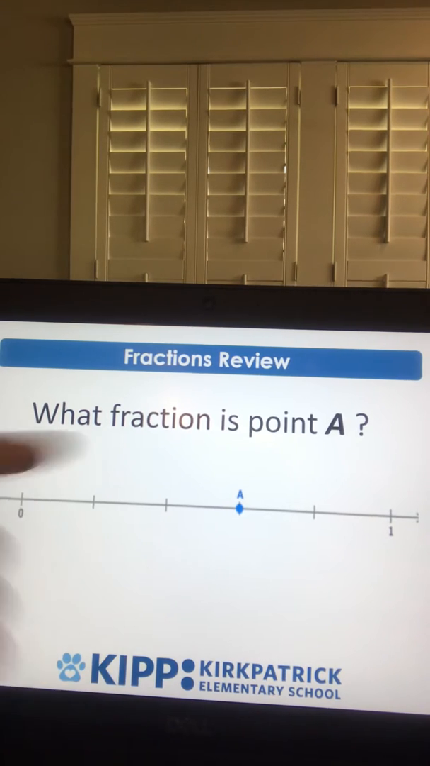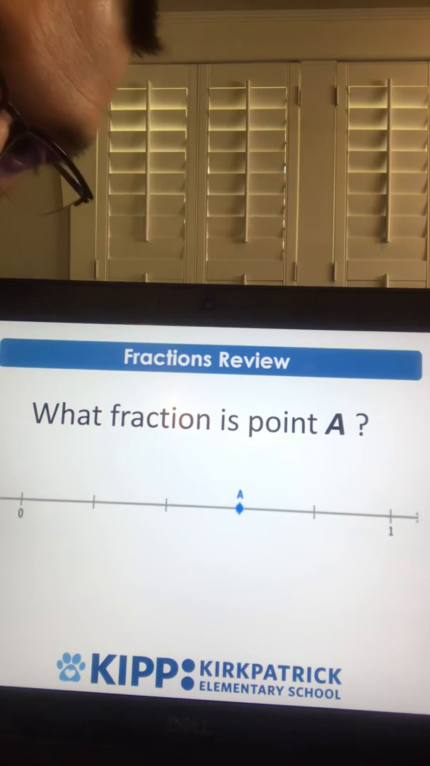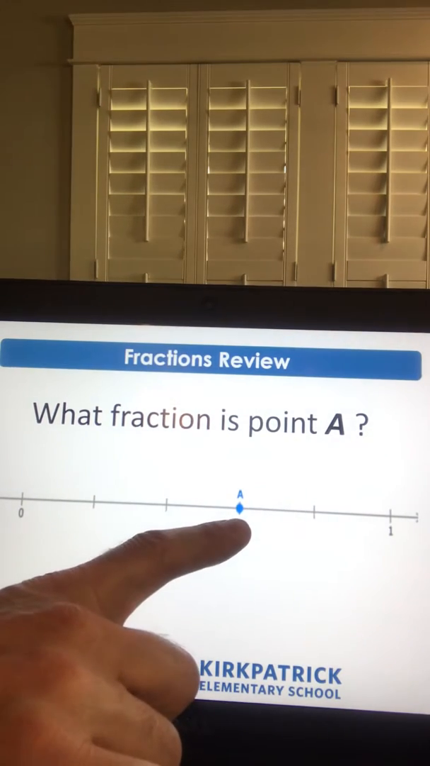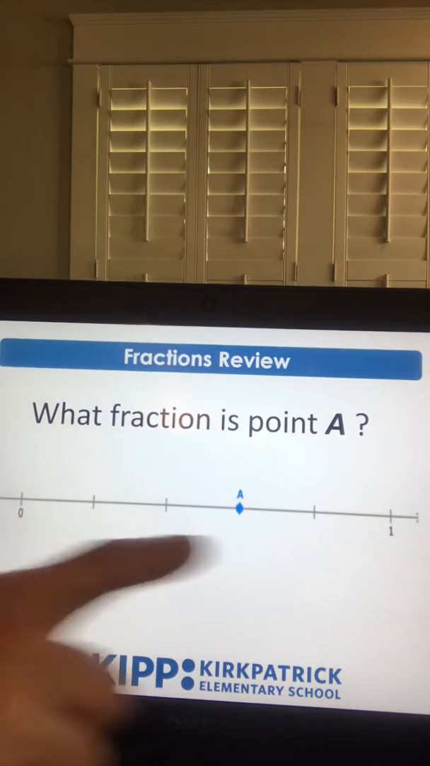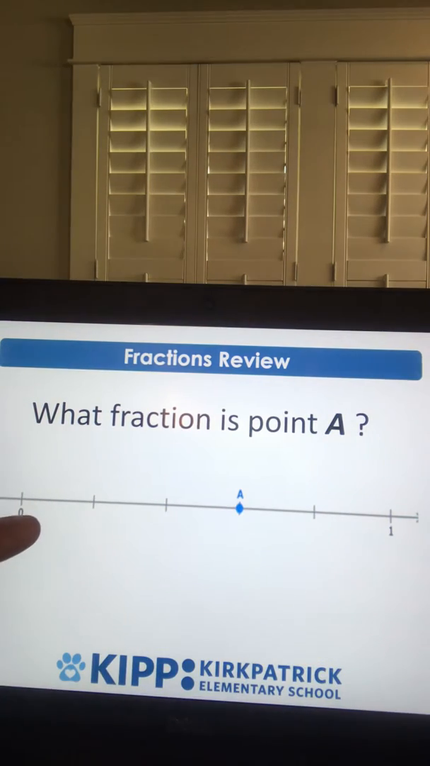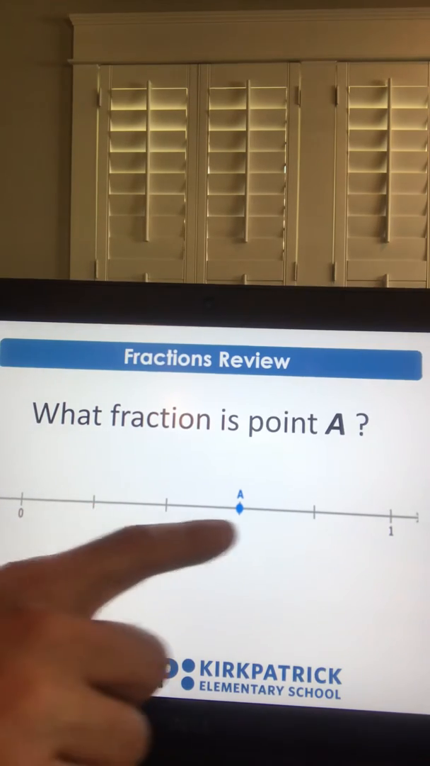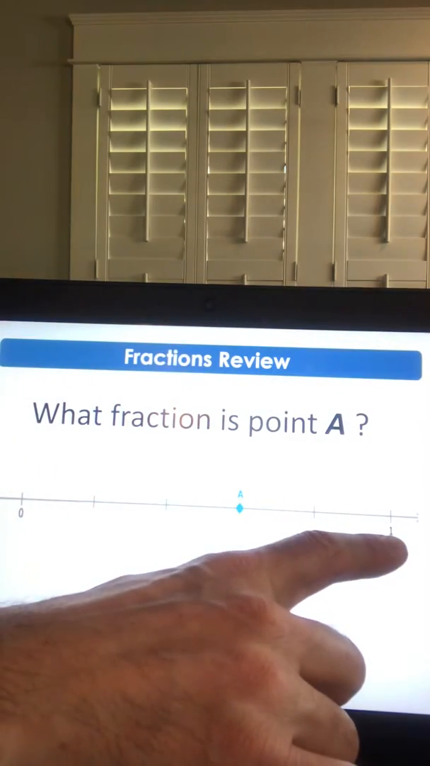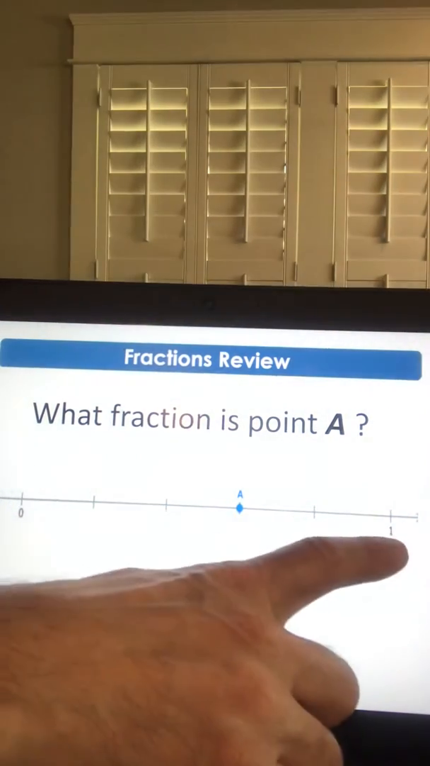Next problem, what fraction is point A on our number line? So point A is here. Here is 0, and here is 1 on the number line. And if you're having a hard time seeing, there is 1, 2, 3, 4, 5 equal pieces between 0 and 1.